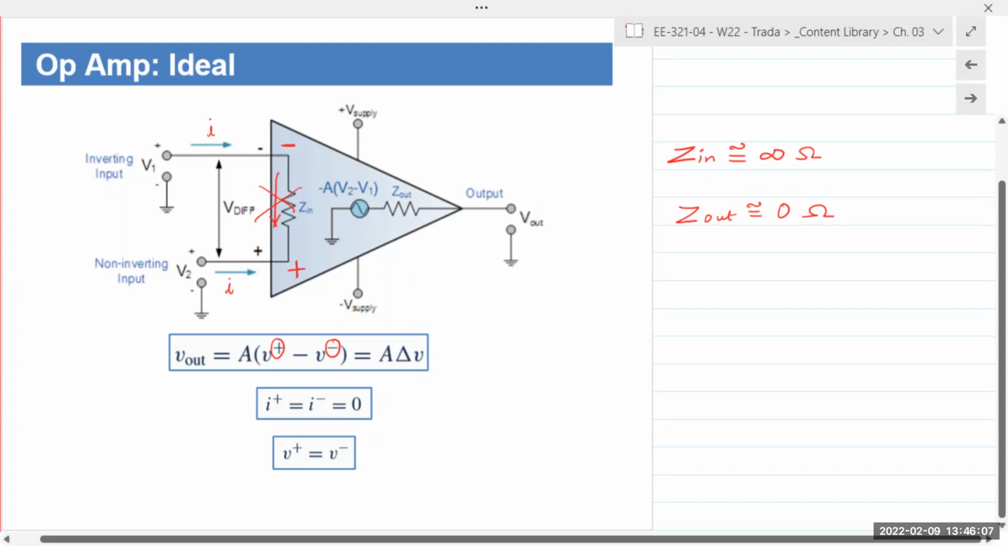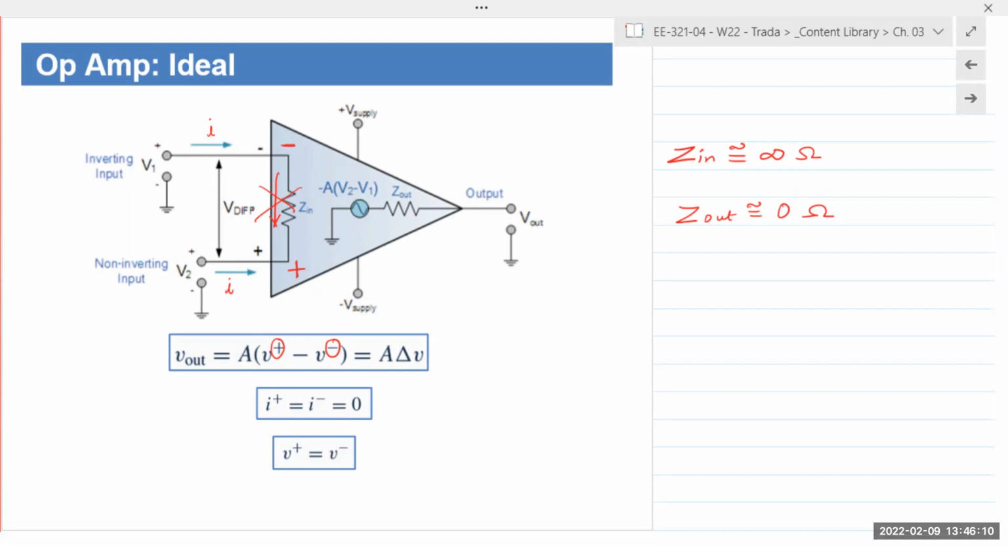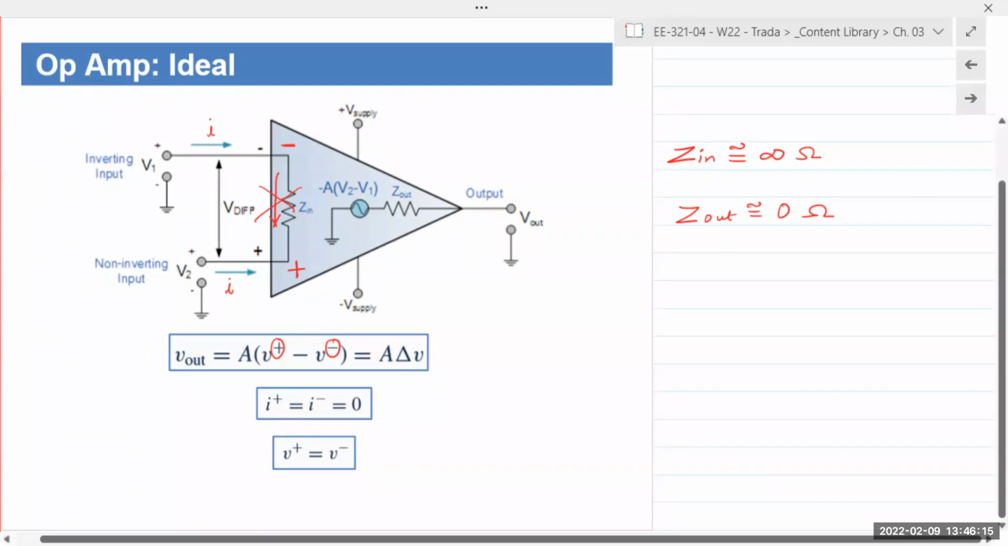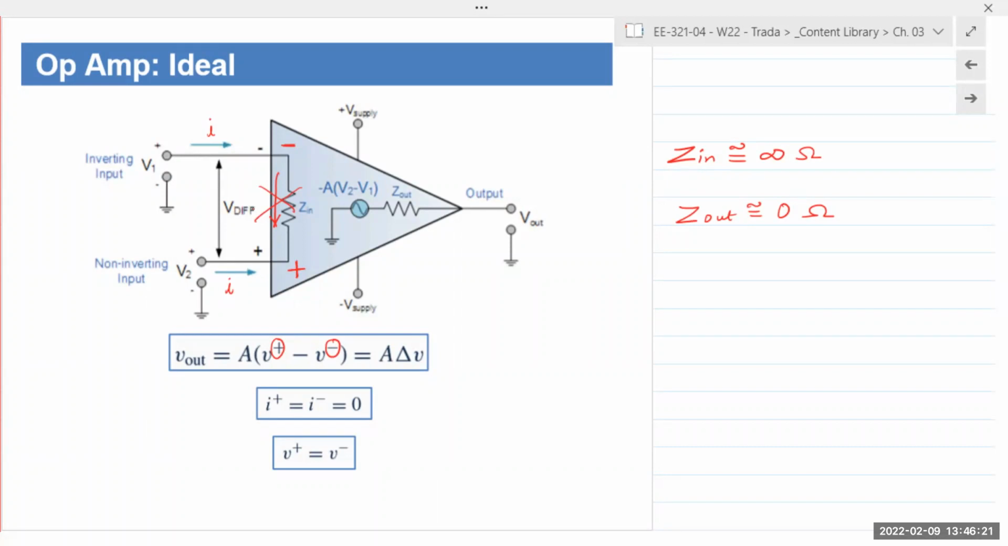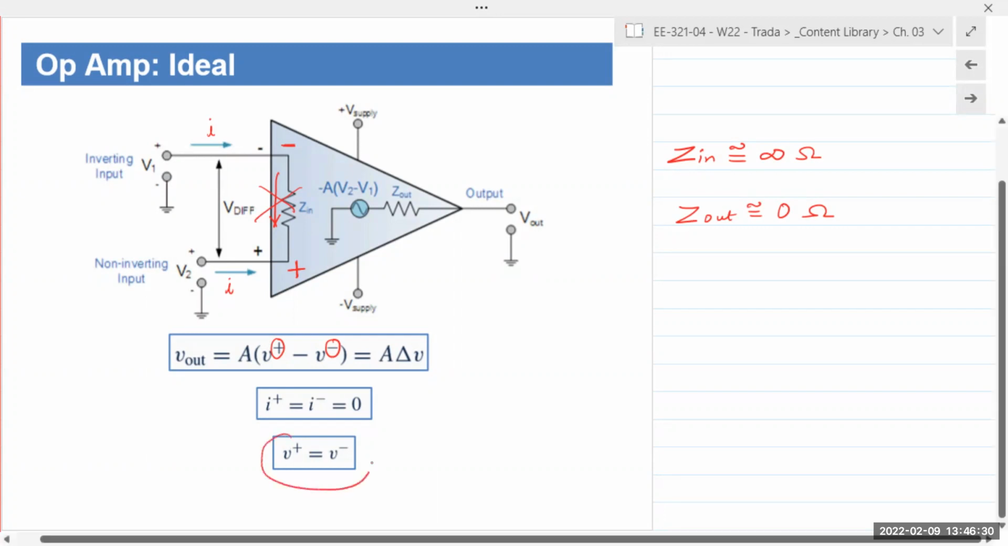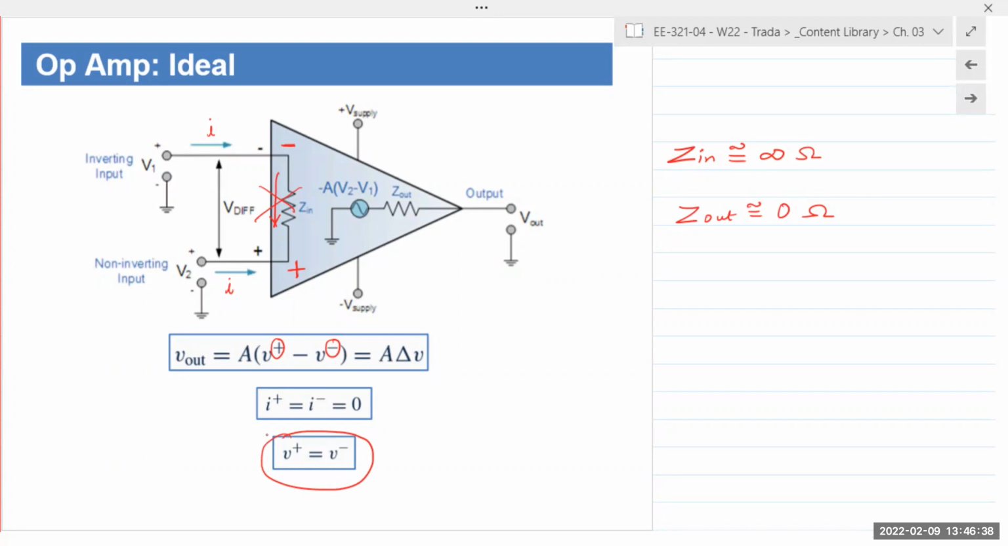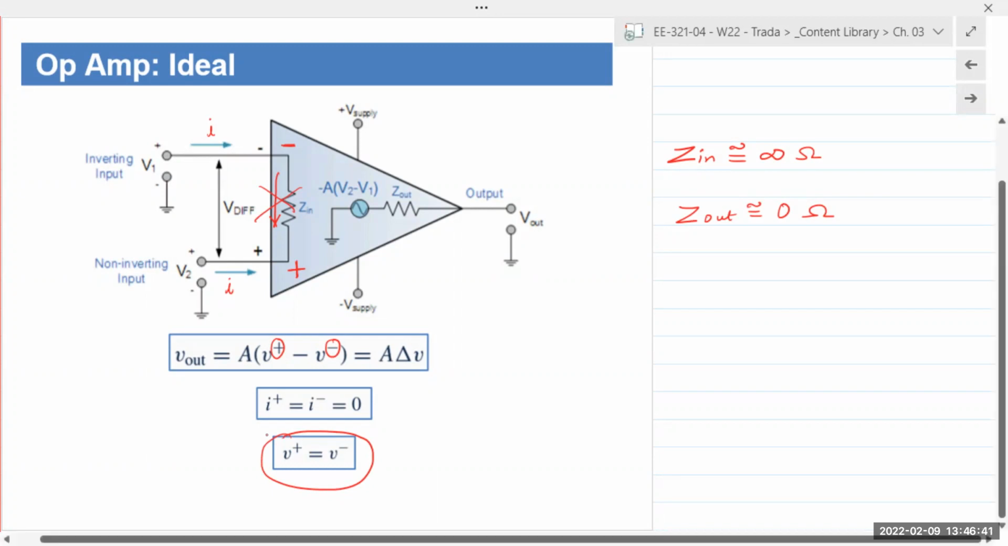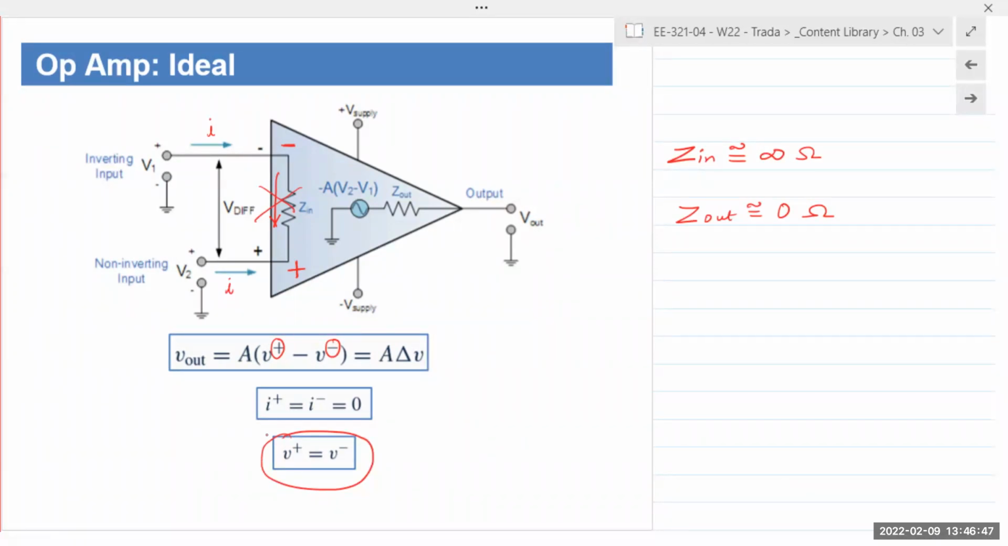And there's no current flowing through there. What is the voltage across Zin? If two points are at the same potential, no current flows through there, right? So if no current is flowing, we say both ends are exactly at the same potential. And that's why we can refer to both terminals as having the exact same potential. We say V plus is equal to V minus. So the inverting input and the non-inverting input will both have the exact same voltage.